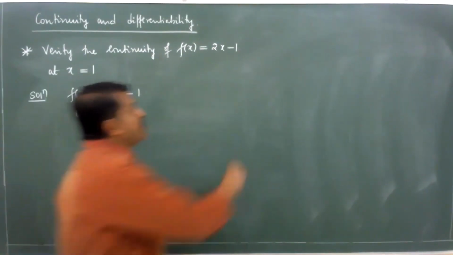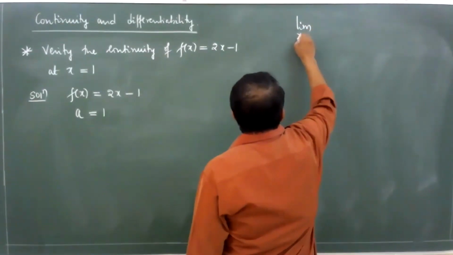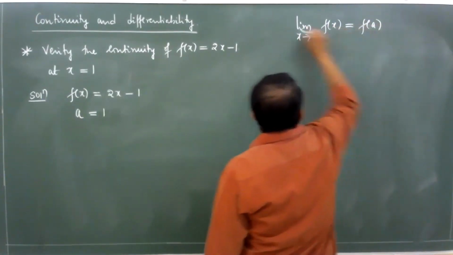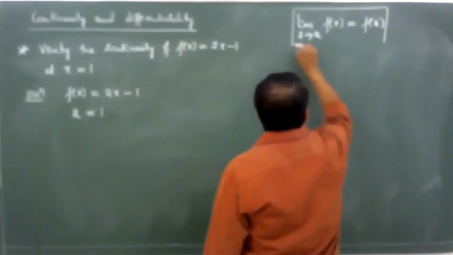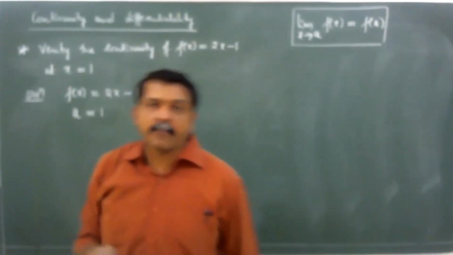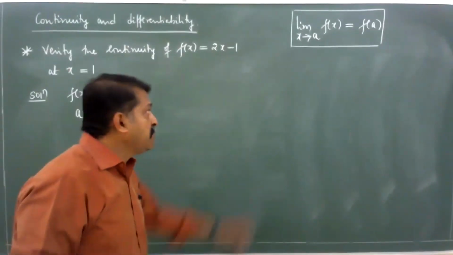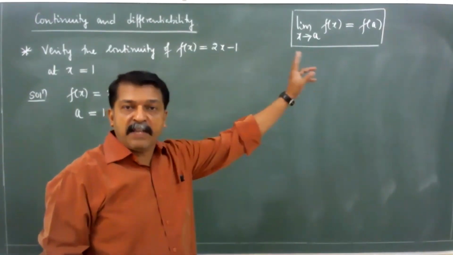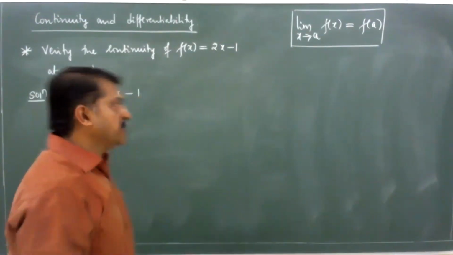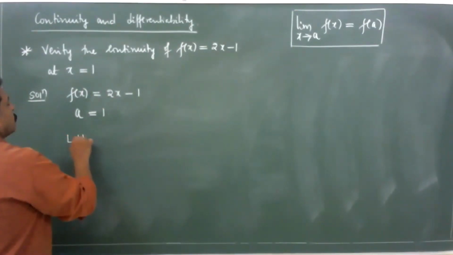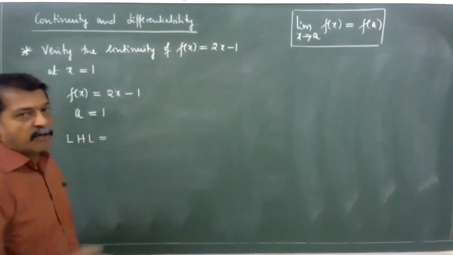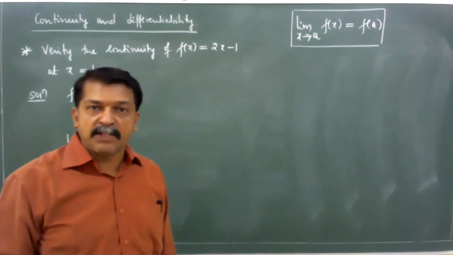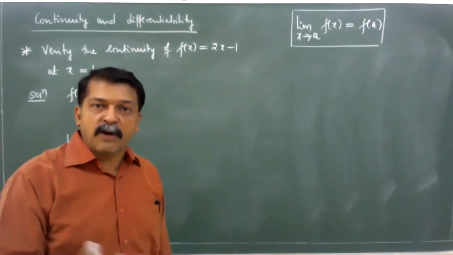What is the definition of continuity? Continuous function: limit x tends to a, f of x is equal to f of a. Okay. This is the definition of continuity of a function at a point x is equal to a. That means you have to find out the limit. You have to find out the value of the function at the point. If they are equal, then the function becomes continuous. How to find out this limit? Let us go for left hand limit, because we don't know whether the limit exists or not. So we should find out LHL. We should find out RHL. Then we should conclude whether the limit exists or not.